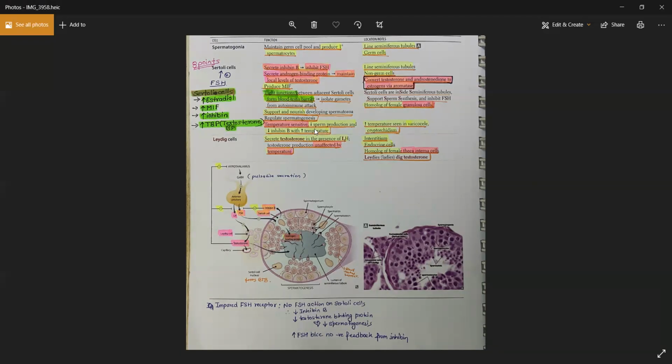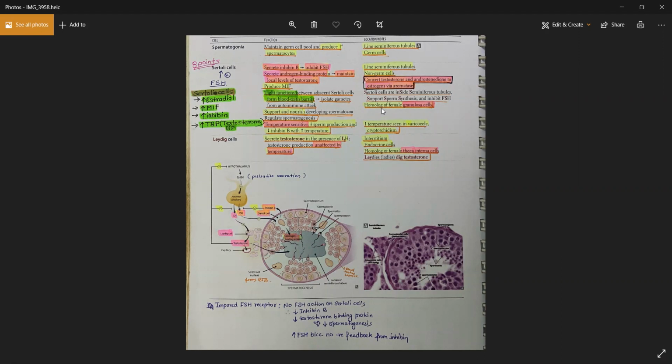Whenever you have a high temperature, for example in case of an undescended testis, your testis will remain in the abdomen, where they will be exposed to a high temperature, and that can lead to inhibition of the Sertoli cells. In that case, they won't release estradiol, inhibin, or testosterone binding protein, and as a result the patient can have hypogonadism. So the sperm production will be decreased if you have cryptorchidism.